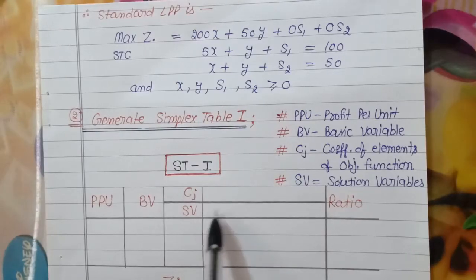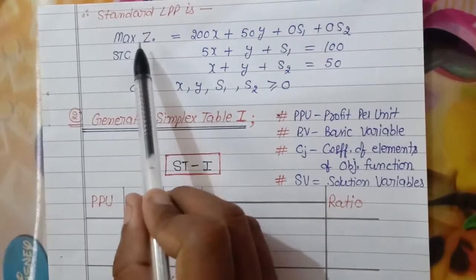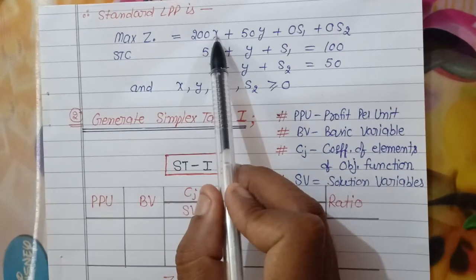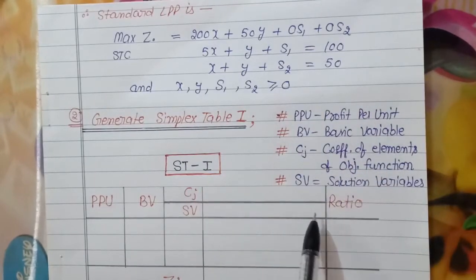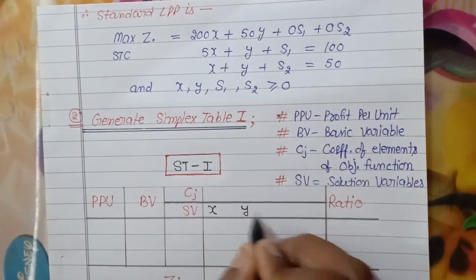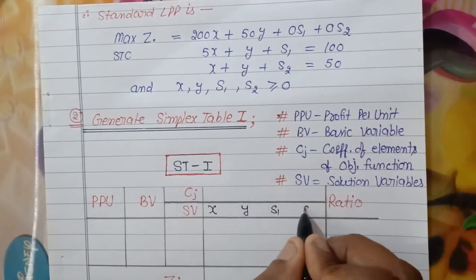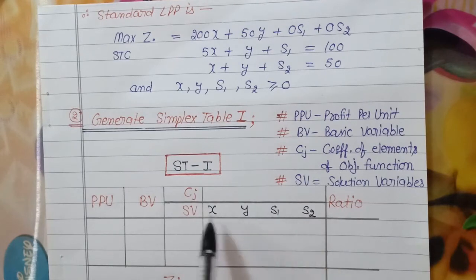Now let us start with this row. Here we have to write the different variables. If you see in the standard LPP we have four variables, that is x, y, s1 and s2. So we have to write these variables here. The first variable is x, the second variable is y, the third variable is s1 and the fourth variable is s2. This row will remain the same in all of the simplex tables.